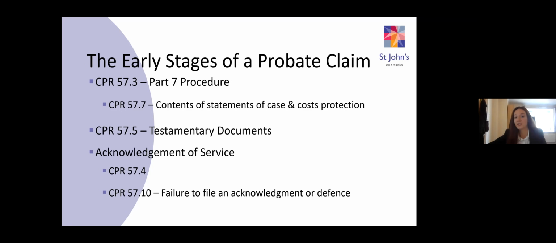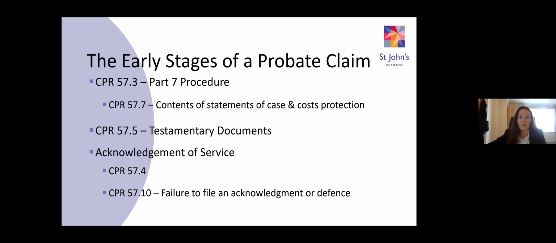CPR Rule 57.7 then sets out particular requirements as to the contents of statements of case, including, for example, that any party who contends that at the time when a will was executed, the testator did not know of and approve its contents must give particulars of the facts and matters relied on.